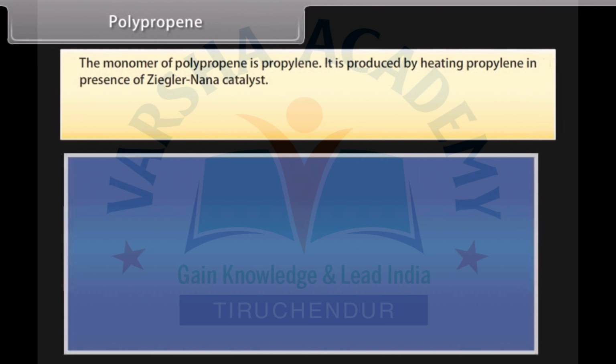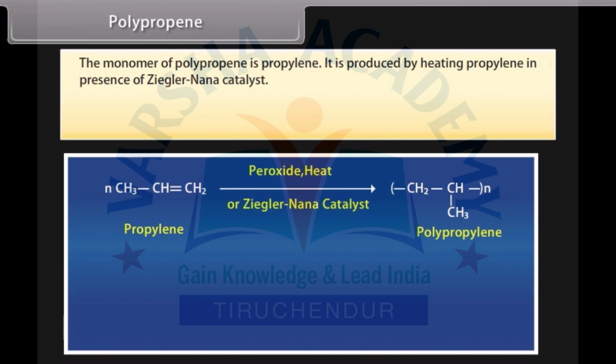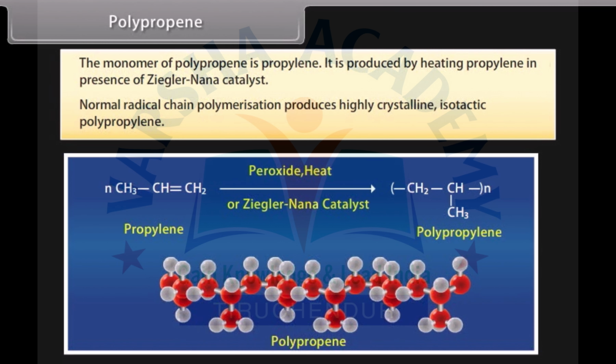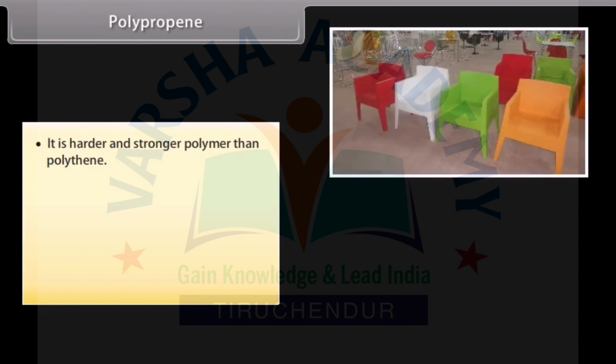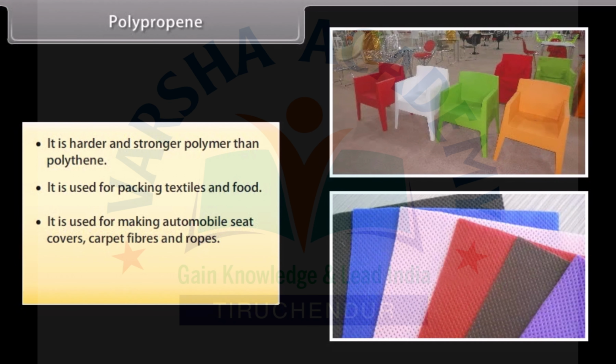Polypropene. The monomer of polypropene is propylene. It is produced by heating propylene in the presence of Ziegler-Natta catalyst. Normal radical chain polymerization produces highly crystalline isotactic polypropylene. It is a harder and stronger polymer than polyethylene. It is used for packing textiles and food. It is used for making automobile seat covers, carpet fibers, and ropes. It is used for making water pipes and washing machine parts.